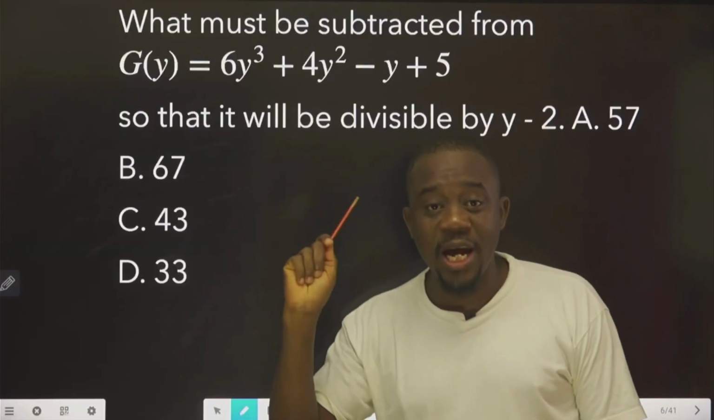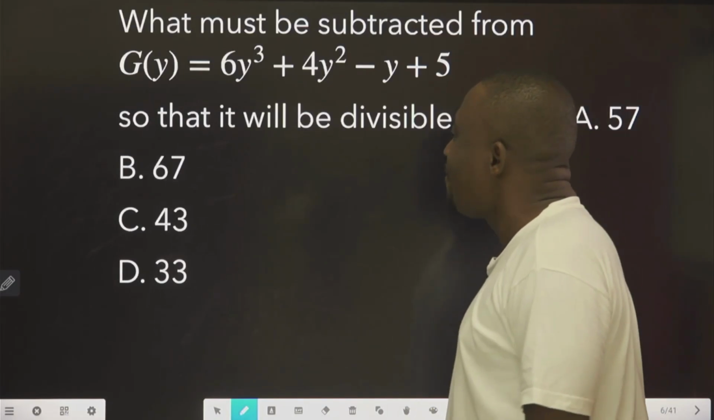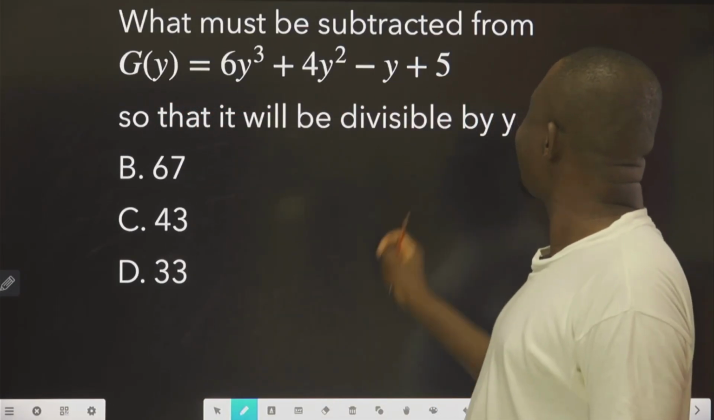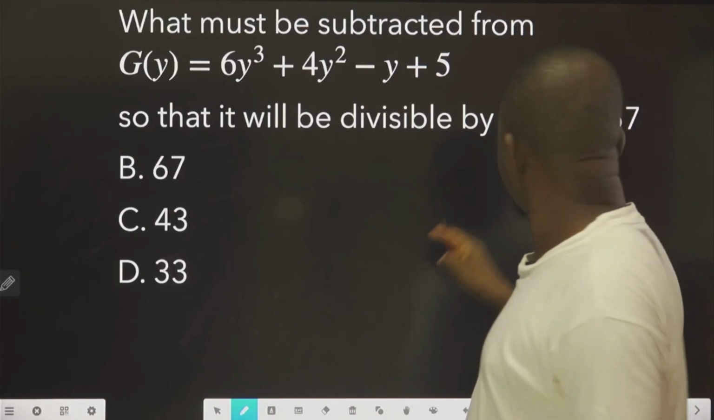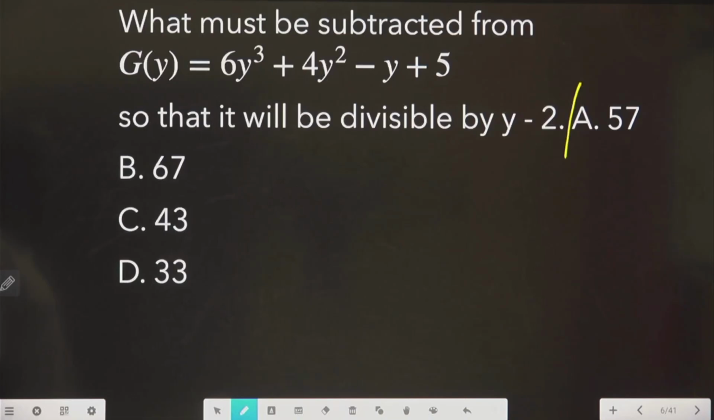Okay? Let's look at this question. It says, what must be subtracted from this so that it will be divisible by this? This is the first option, then B, C, and D.